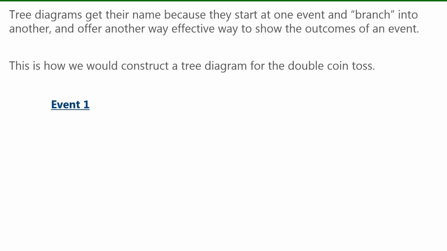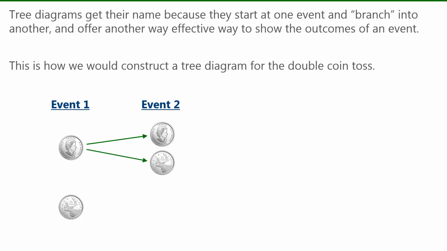So I would list event number 1, which is my first coin toss, and I could get heads or tails on that coin. Then I would list event number 2. That would be my second coin toss. So if I had heads on my first coin, then I could get either heads or tails on my second coin. And if I had tails on my first coin, then I could get either heads or tails from that one on the second coin.